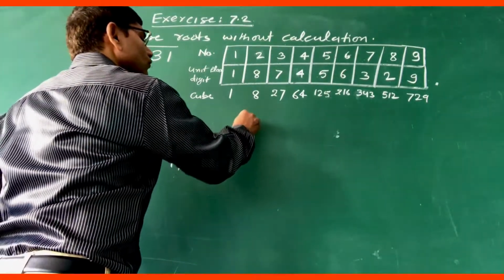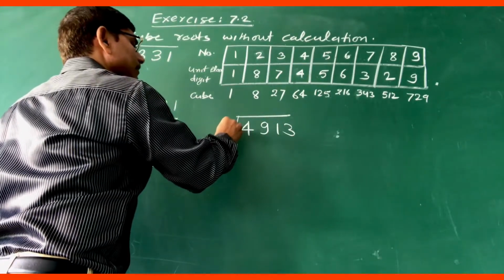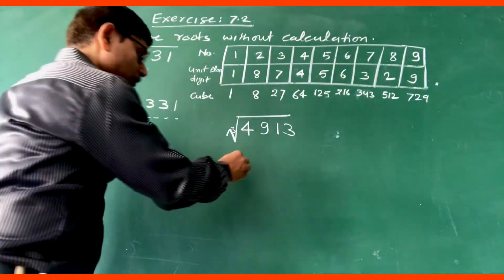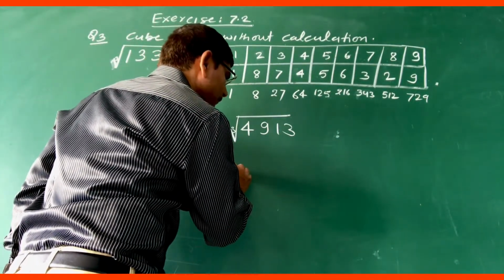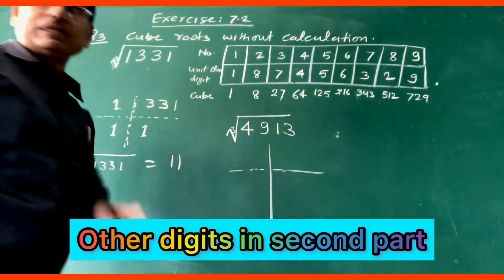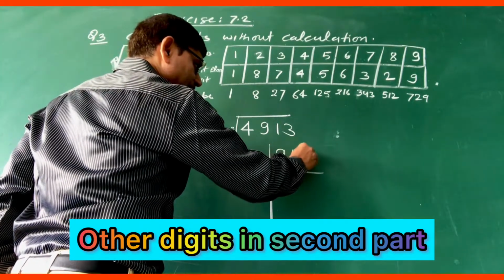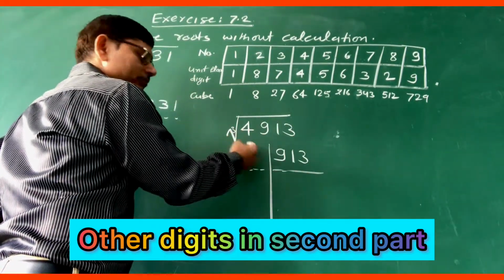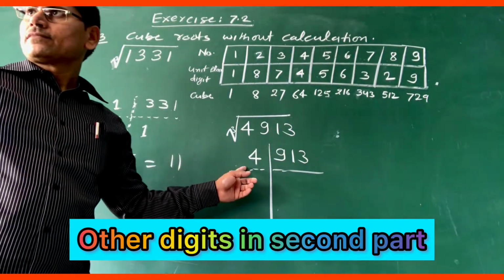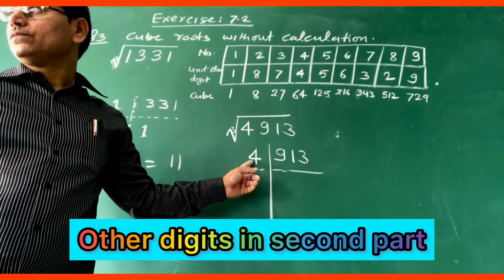In the same way, we will calculate the cube root of 4913. Dear, try to understand everyone. You will divide this number in two parts. In the first part you will write compulsorily 3 digits, that is 913, and the remaining you will write in the second part. So 4. The cube root of 4 you do not know.